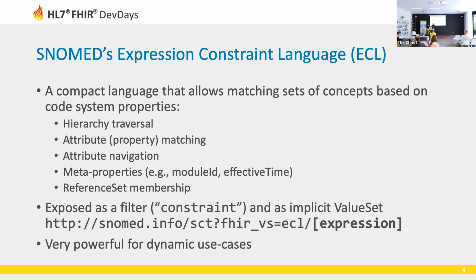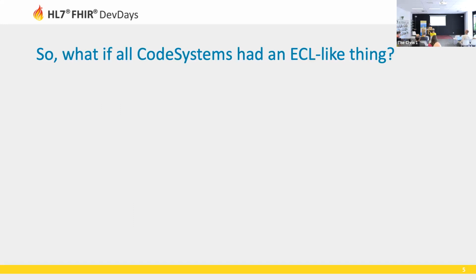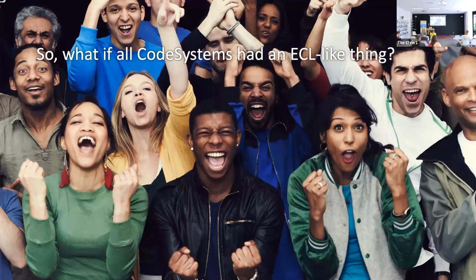So you don't need to create anything on the server. You can just put your expression there on the end in this sort of fill out the template, and then you can use that directly in your FHIR search. So you can say search code : in this URI, and that's defined the value set already for you. So that's really handy. So what if all code systems had an ECL-like thing? Well, that'd be really great. So that brings us to where we are now.